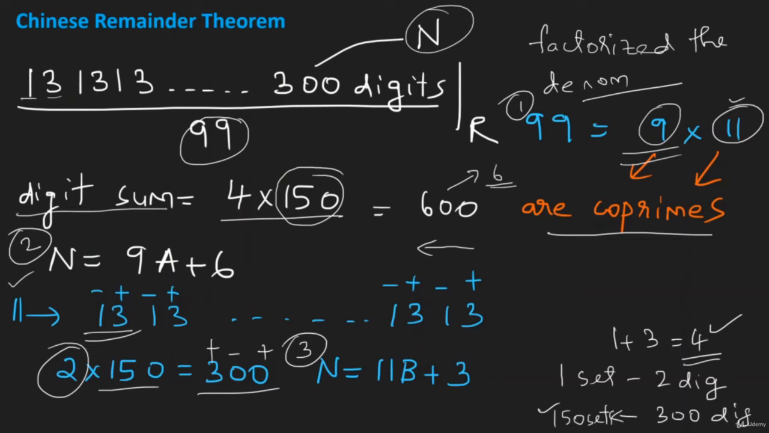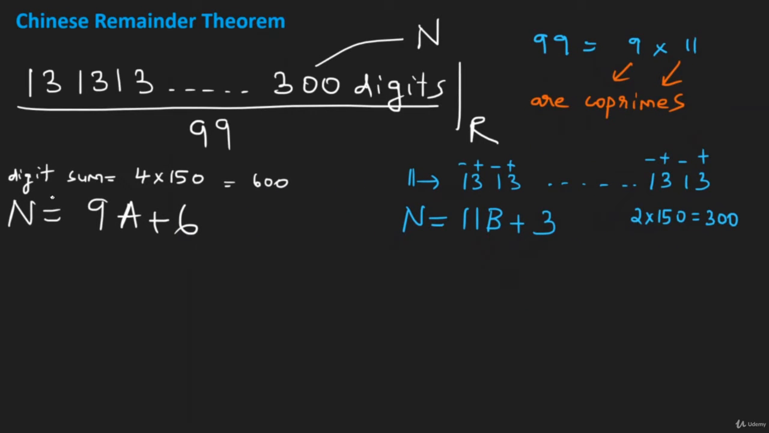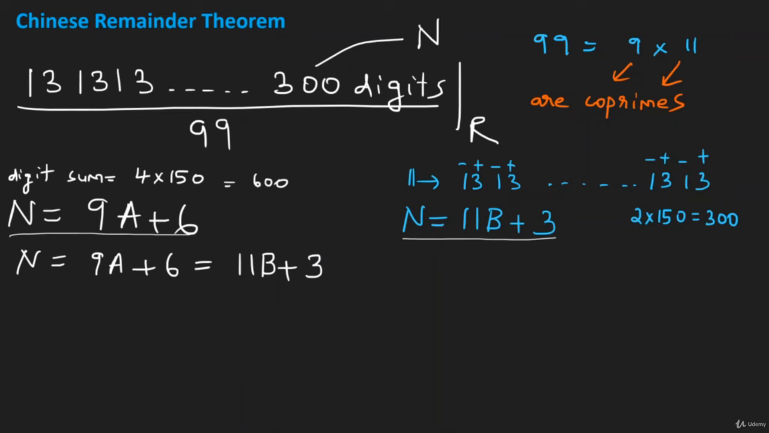So let's write our findings over here. We know that n is equal to 9a plus 6, and we know n is equal to 11b plus 3. Let me write it together. So n is equal to 9a plus 6 is equal to 11b plus 3.